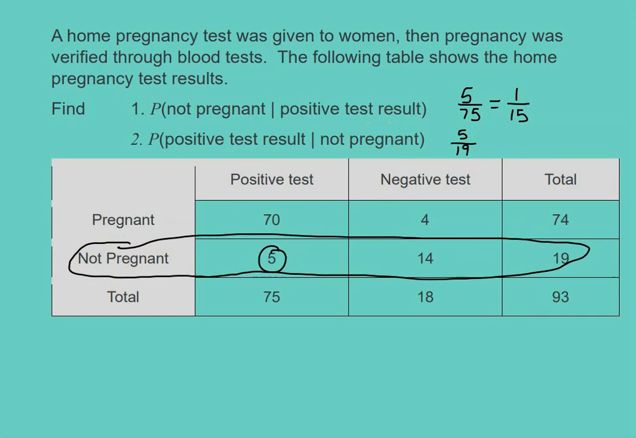So notice that even though these statements are the same, they're just reversed. Not pregnant given a positive test result, or positive test result given they're not pregnant. They don't give us the same result. So it's very important that you pay attention to which one is the given in the statement.